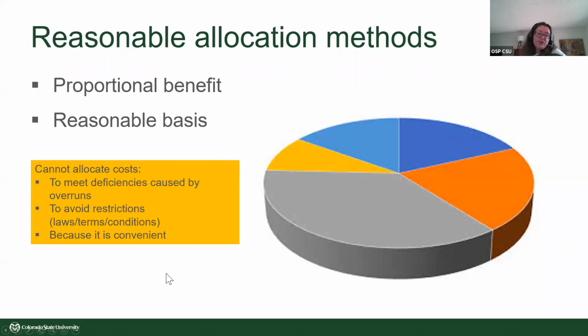The most important thing for the exam and anybody in post-award to practice is that you cannot allocate costs to meet overruns. So if you're deficient in one account, you can't just change your allocation just to meet some kind of overrun. You can't do allocations to avoid any restrictions. Well, this award A won't let me put the charge here, so I'm going to just put them all on award B because they will allow it. That's not allowed, okay? Or just because it's easy, just because it's convenient.